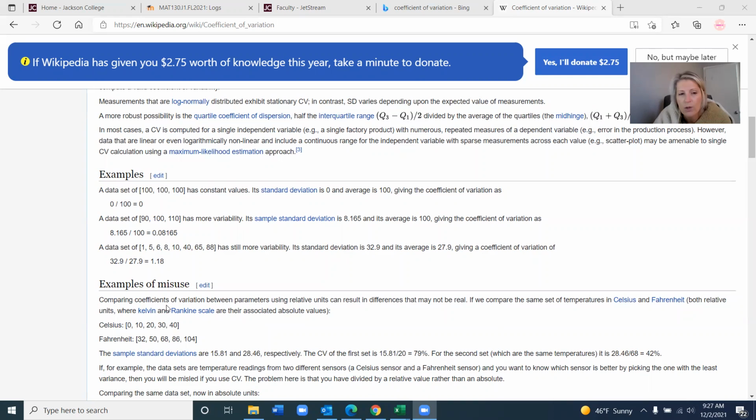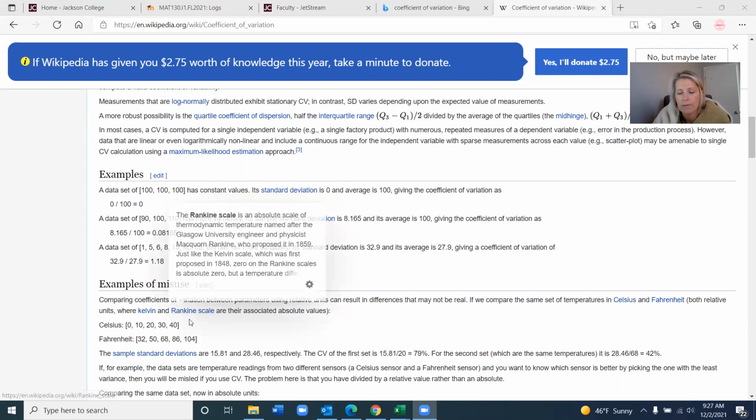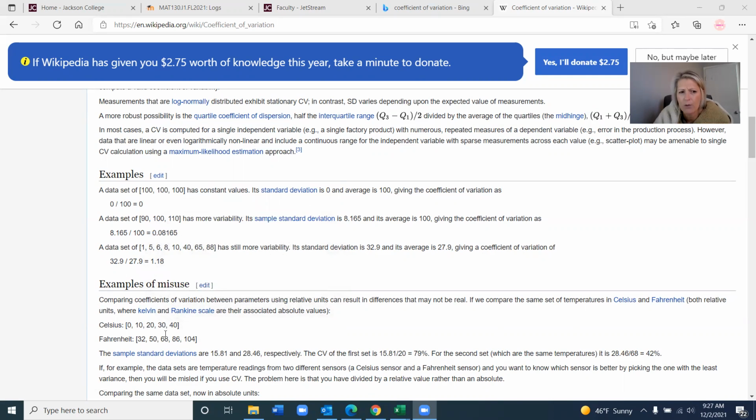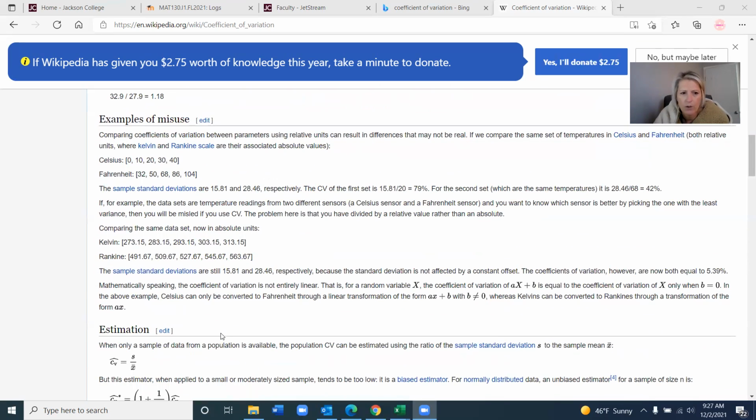Then you wouldn't really ever want to use that in something that can't be 0 or something that could be negative. So when we talk about temperature down here, examples of misuse, we would never use coefficient of variation because it can have a negative value and 0 doesn't really mean 0. So that's an example of when we really wouldn't want to use it.